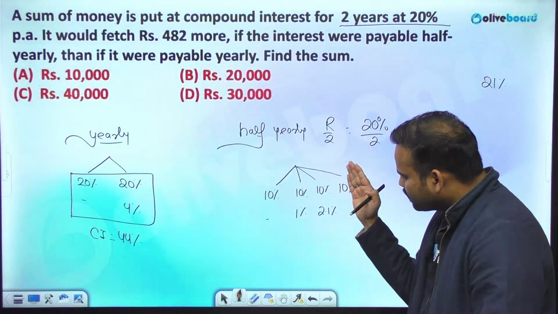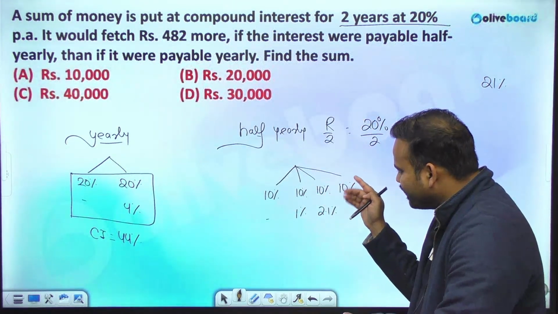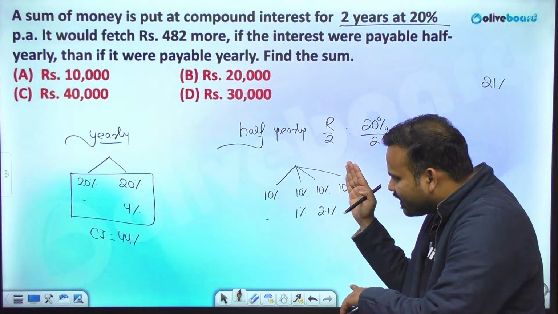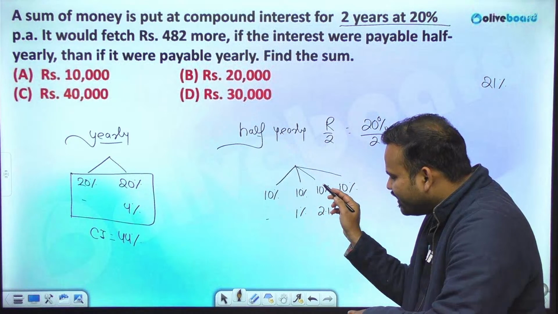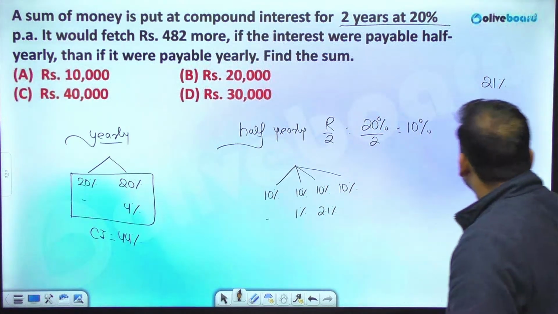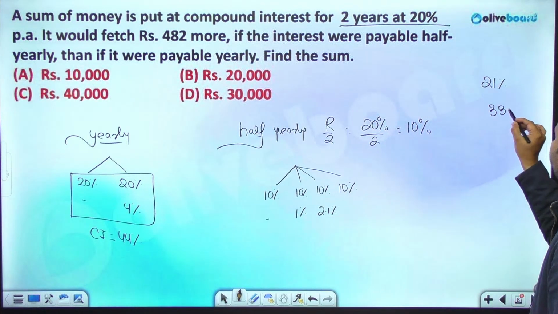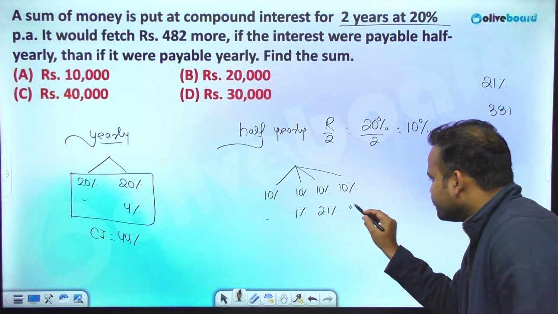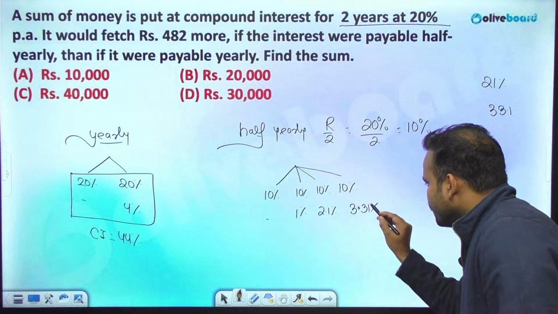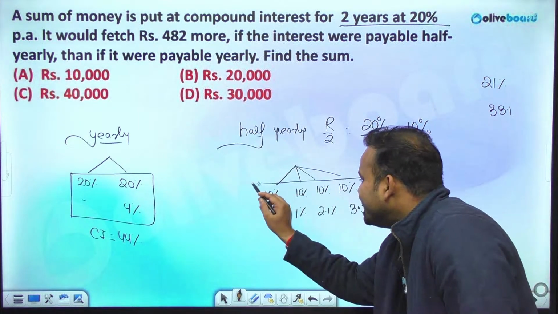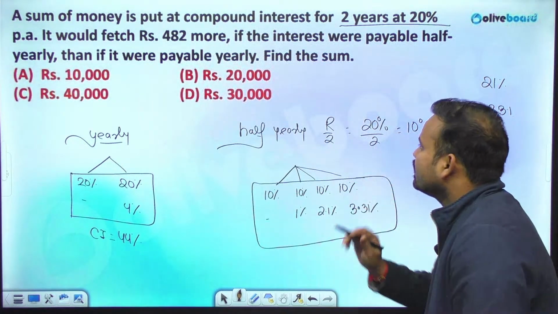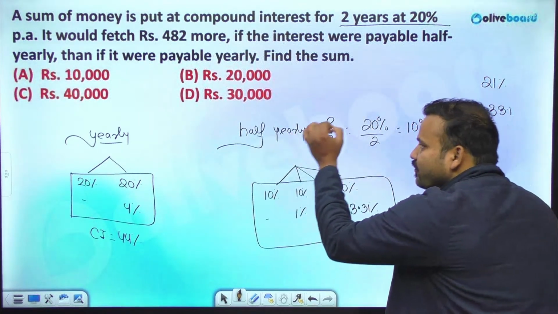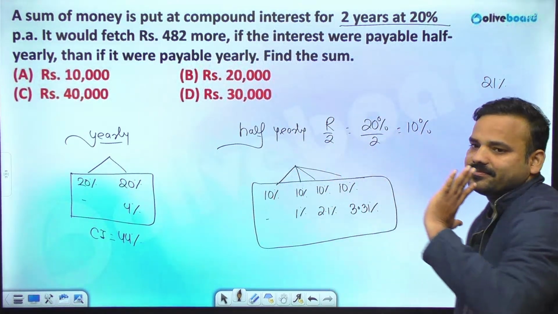Now come back to the fourth period. Before the fourth, how much interest has already occurred? This is 10, 20, 30, 32, 33.1. So 33.1, 10% will be 3.31. So this is basically the effective interest of 20% when compounded semi-annually for 2 years. This is the entire interest diagram.